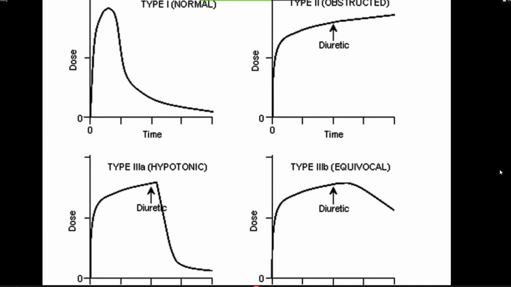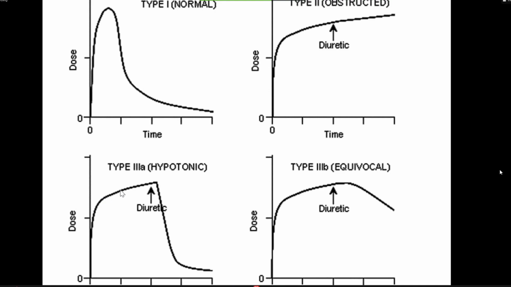And then you get a lot of pathological curves. In this case, we are seeing the curve is reaching up and keeps going up. There is no clearance. And this is the point where you gave the diuretic. Even after the diuretic, the curve is not coming down. So that is what we call an obstructed kidney.